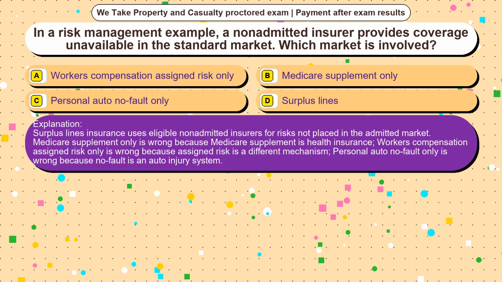Surplus lines insurance uses eligible non-admitted insurers for risks not placed in the admitted market. Medicare supplement only is wrong because Medicare supplement is health insurance. Workers' compensation assigned risk only is wrong because assigned risk is a different mechanism. Personal auto no-fault only is wrong because no-fault is an auto injury system.